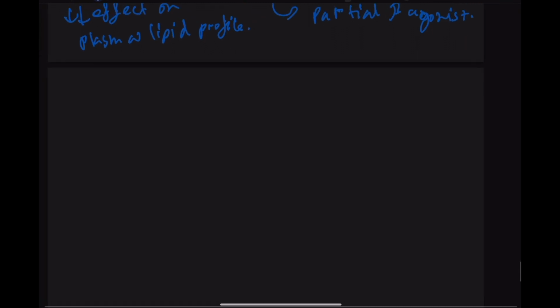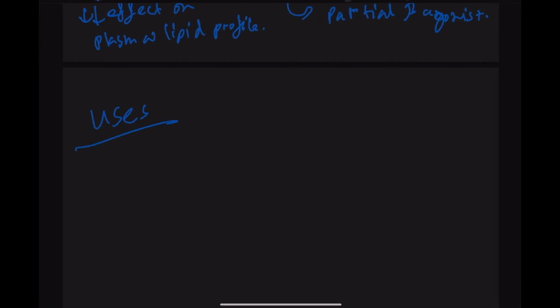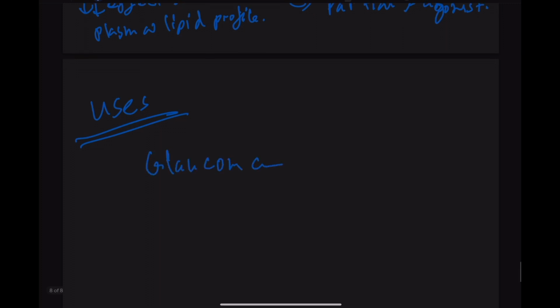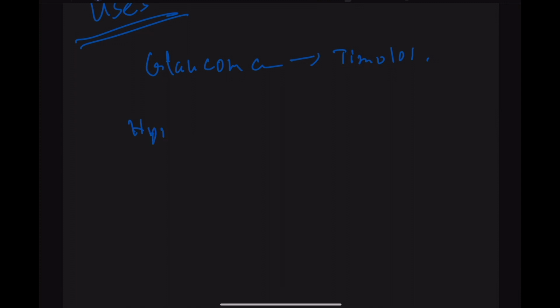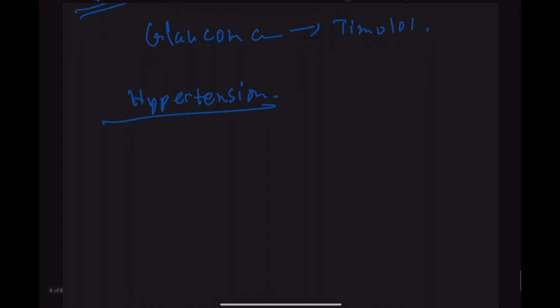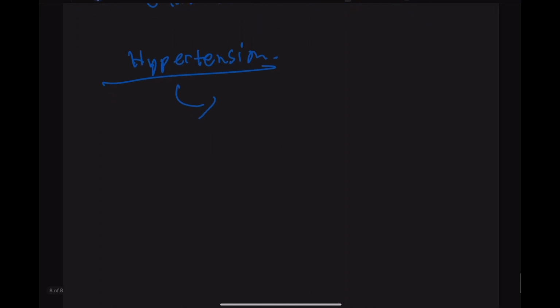Now let's talk about the uses of the beta adrenergic antagonist. We have already talked about how we use it in glaucoma. The drug we use is called timolol. In hypertension, we use beta adrenergic antagonist, though it is used as the fourth line drug in hypertension.